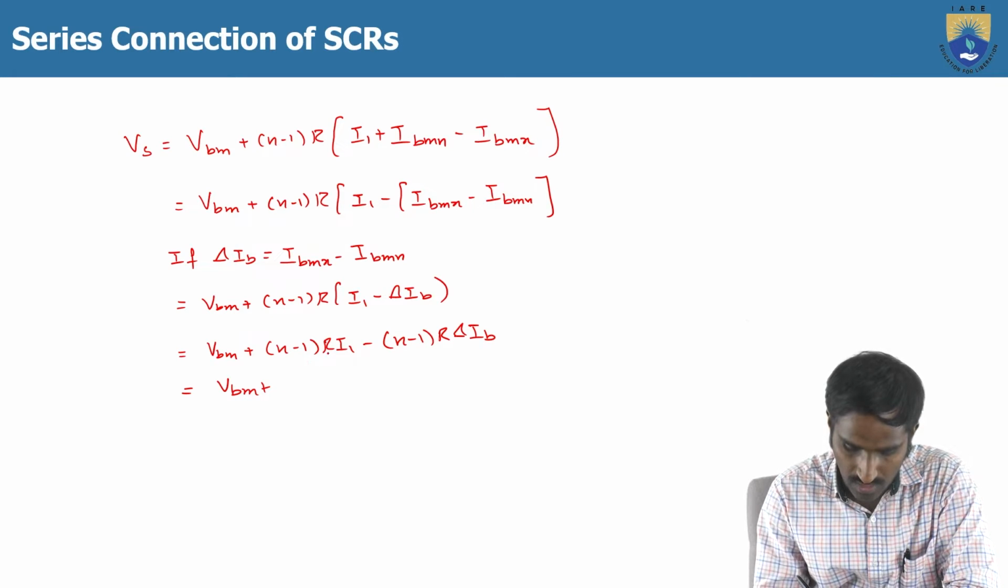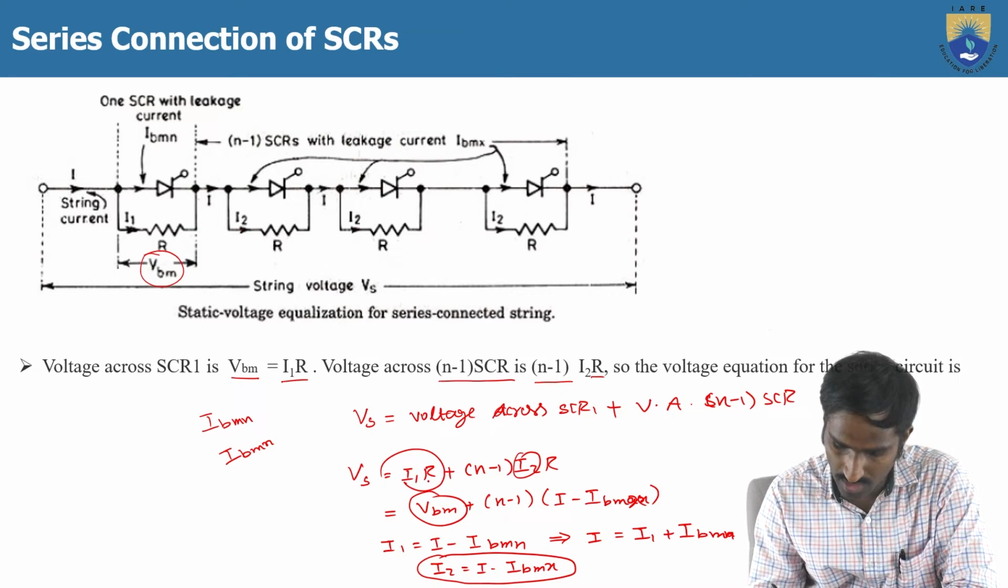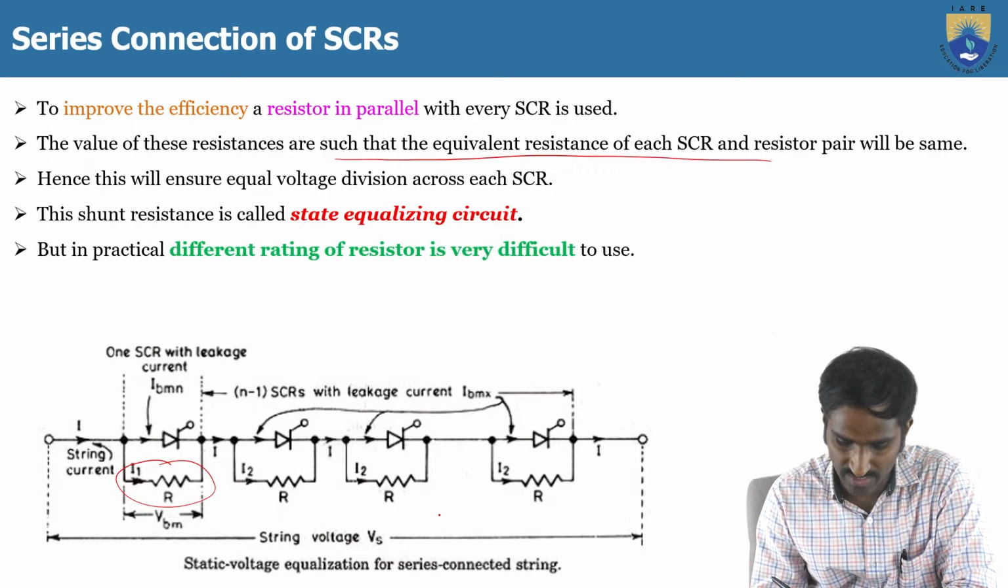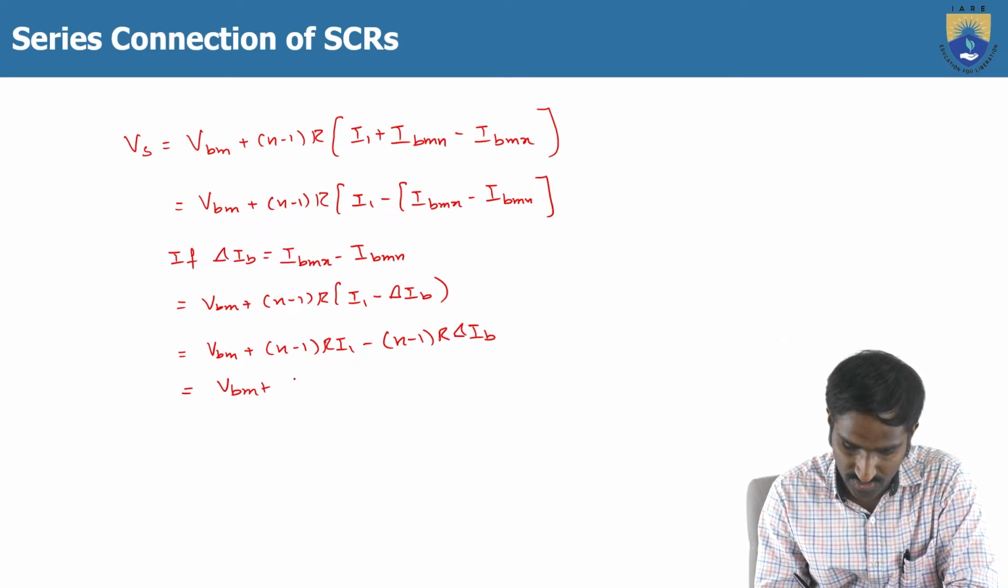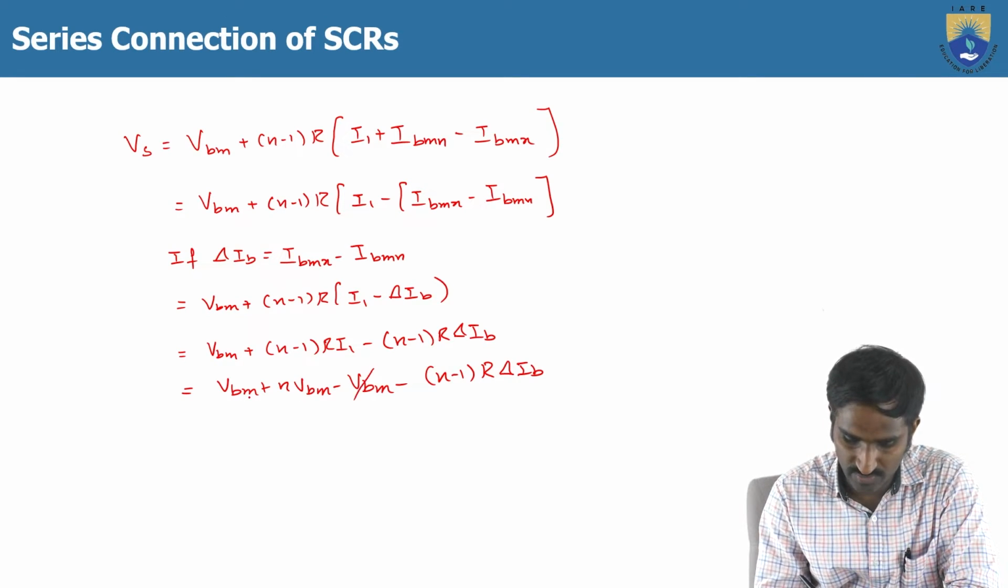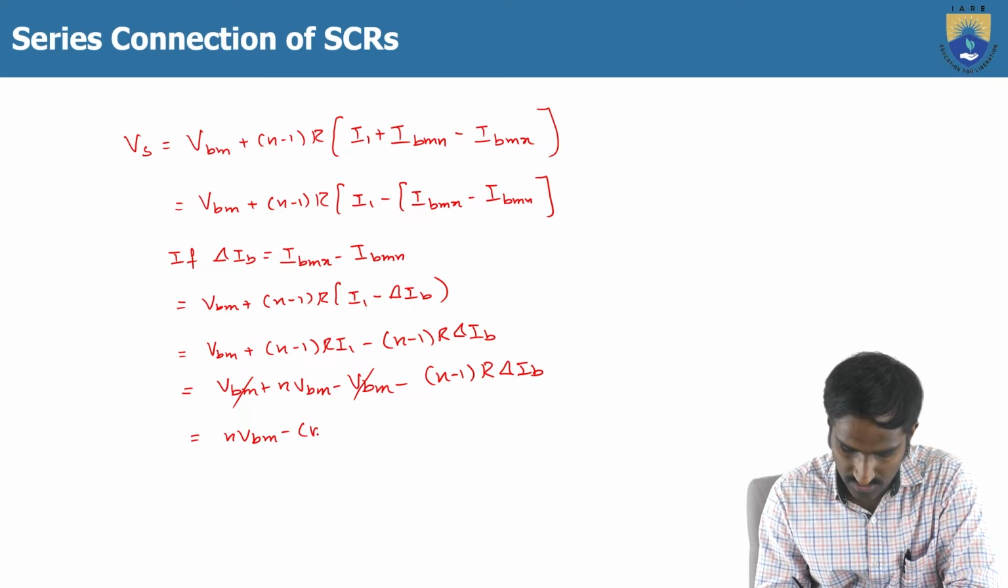Which is VBM plus R into I1. So here R into I1 is VBM again. So the same VBM I'm substituting here. So N into VBM minus VBM minus N minus 1 into R into delta IB. So here plus VBM minus VBM get cancelled. Then here you will get N into VBM minus N minus 1 into R into delta IB.